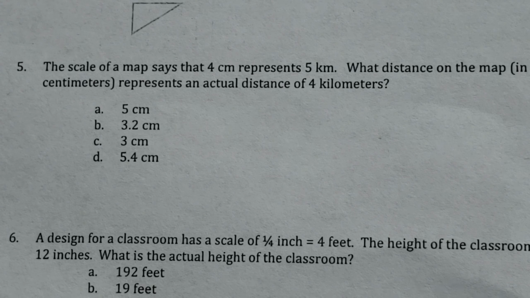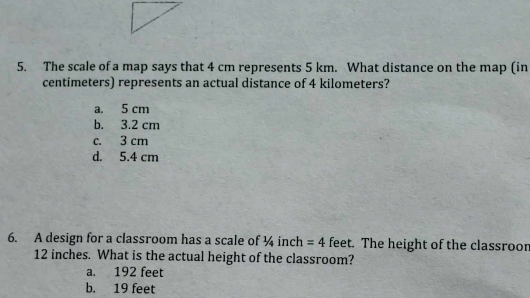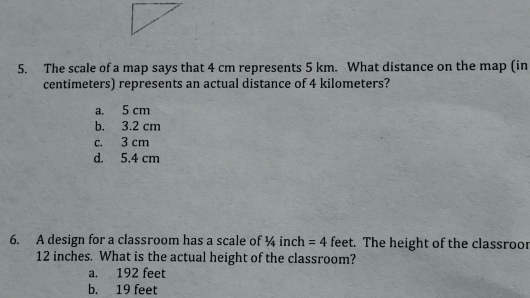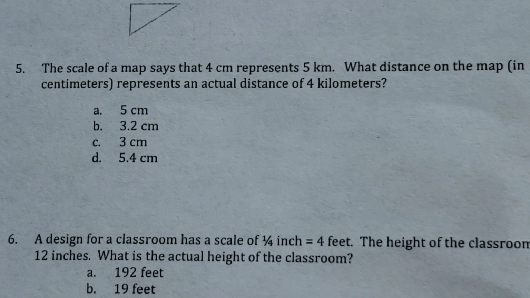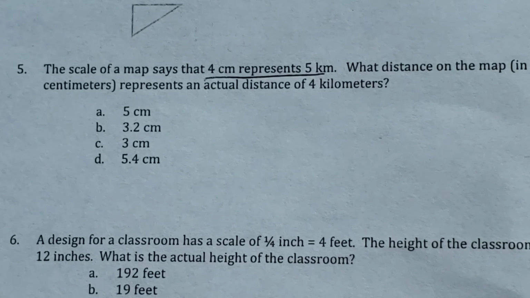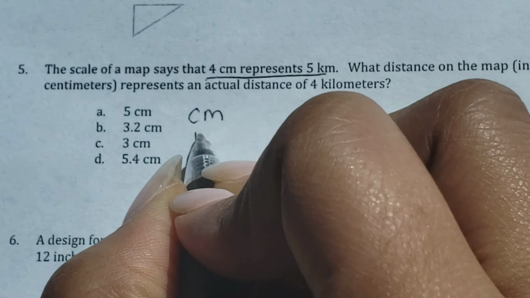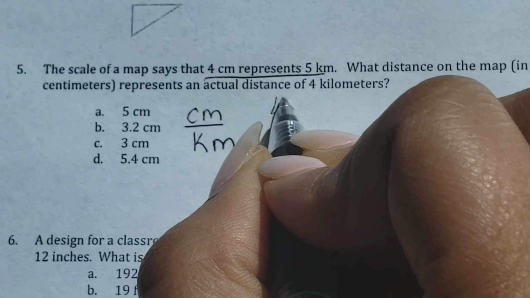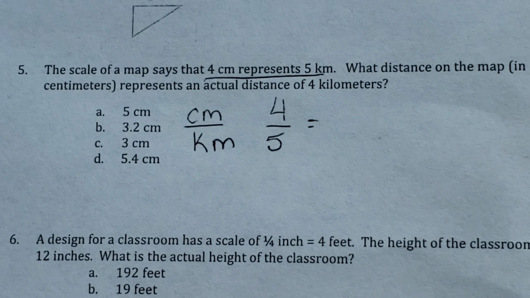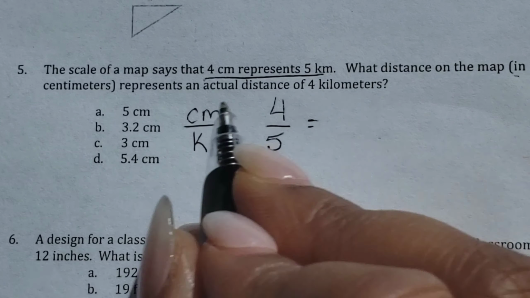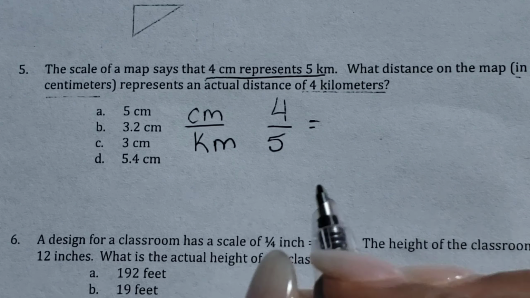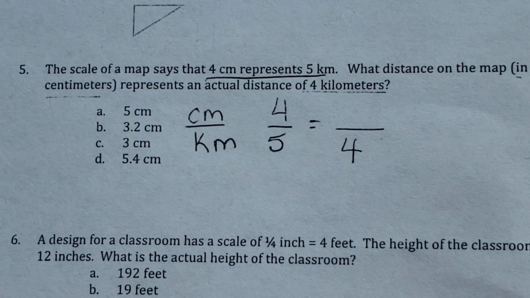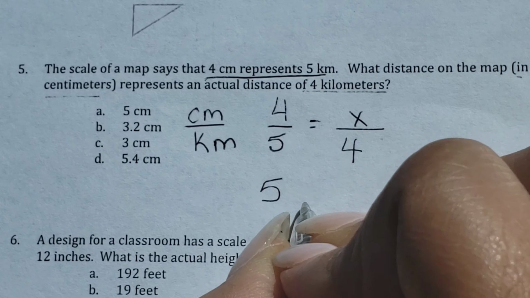So right here we can already see that when it says 4 centimeters represents 5 kilometers, we want to set that up. So I'm going to put my centimeters on the top and my kilometers on the bottom. Okay? Next I'm going to just set it up, 4 over 5. And what they want is the distance on the map in centimeters, okay? So we know it's going to be at the top, but we have 4 kilometers, which is going to go on the bottom. X is going to be our variable.